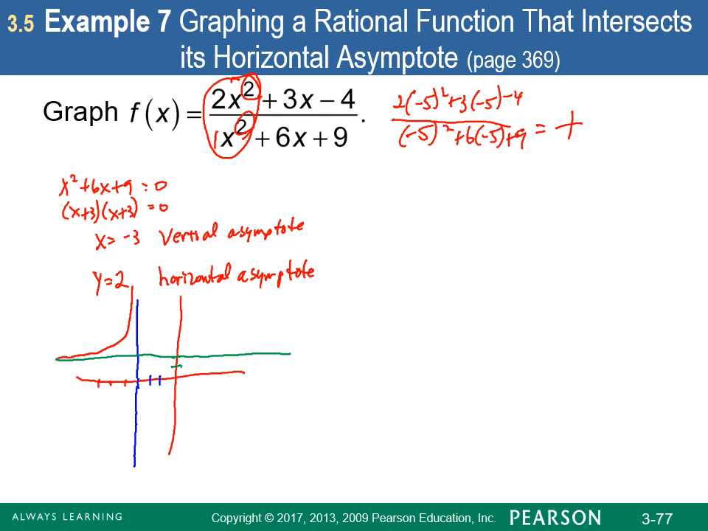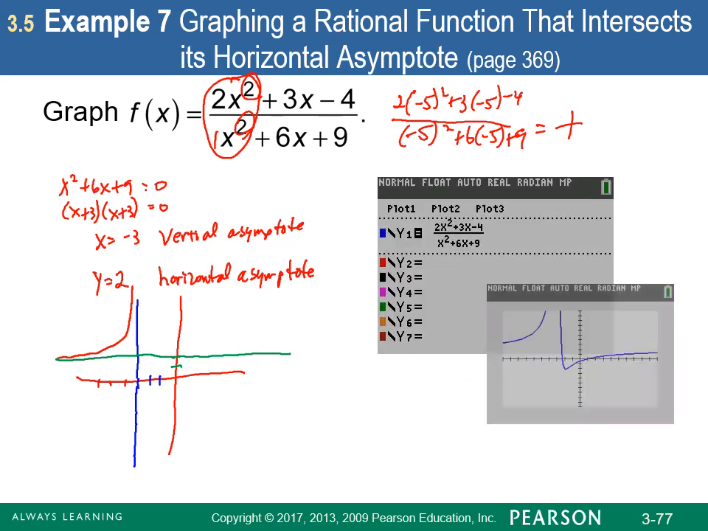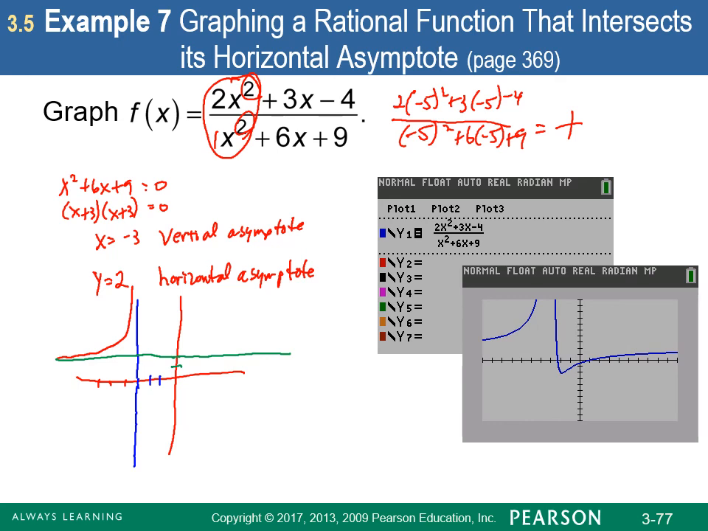I'll let you finish it from there, but you can come out with the rest of the graph, something similar to what I just did. However, like I said in the beginning, I would prefer to just type it into my calculator and hit the graph button. So you can actually see now what the remainder of this graph is going to look like.